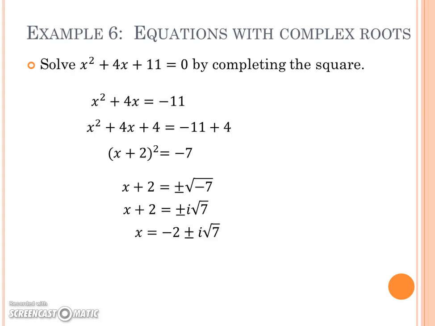We're going to write it as two equations. So it's negative 2 plus i square root of 7 and negative 2 minus i square root of 7. That's it for completing the square. Good luck on the practice.